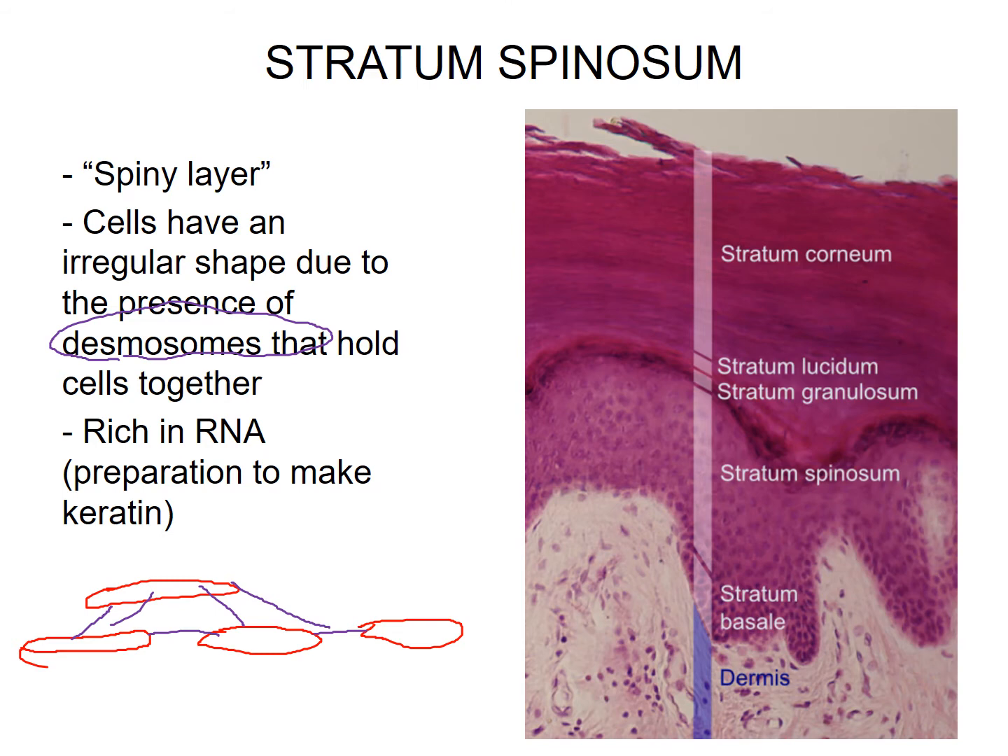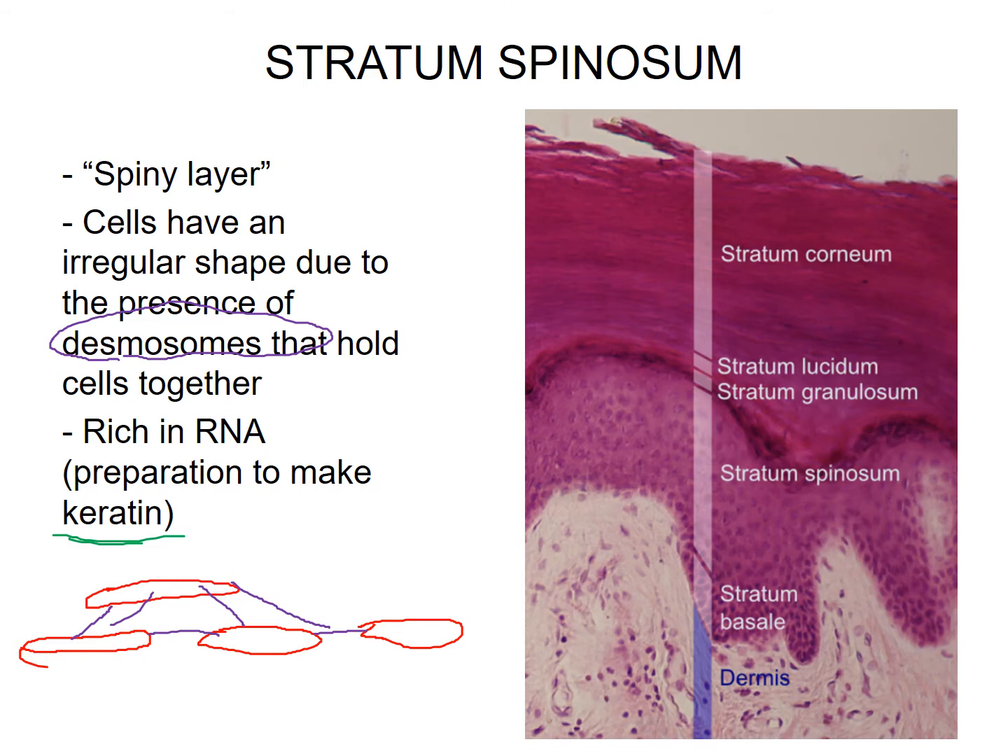And we're also going to have a lot of RNA in this area to help the prep stages of making the keratin. So remember on the previous slide, or the stratum right above this, we have the stratum granulosum. That's where we are going through keratinization. We are pumping the cells full of keratin. Here in the stratum spinosum, we're preparing it. We're kind of getting ready to do that.